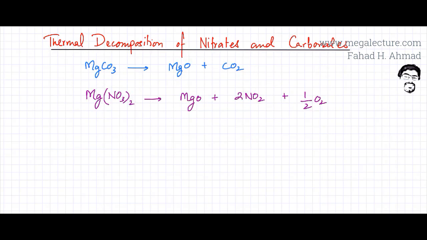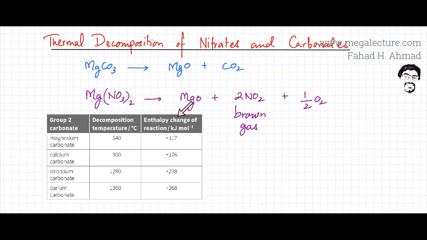And in the decomposition of the nitrates, a group 2 nitrate is going to decompose and produce a metal oxide again. A brown NO2 gas would be produced and half O2, or oxygen gas, would be produced as well. So remember this gas over here is going to be a brown gas, and all oxides that would be produced are going to be white solids.